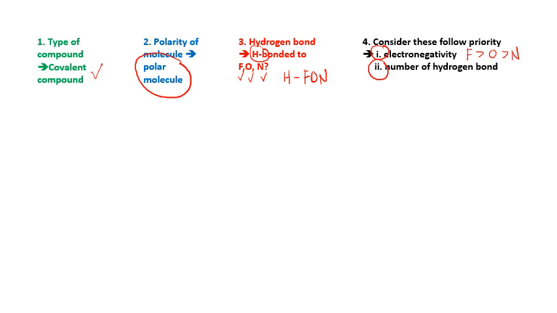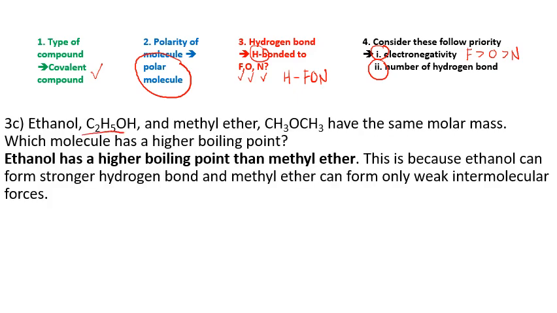So now let's look at tutorial question number 3C. Ethanol and methyl ether have the same molar mass. Which of the molecule has higher boiling point? So if we go through this question and we draw the Lewis structure for ethanol, it consists of two carbons, and each carbon is bonded with 4 bonds. So CH3 and then CH2, with O bonded to H, and then the oxygen with 2 lone pairs. While for the methyl ether, the Lewis structure looks like this: CH3 connected to O and then CH3.